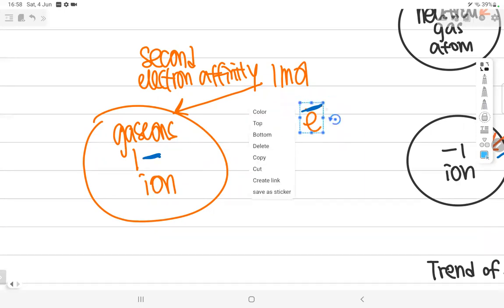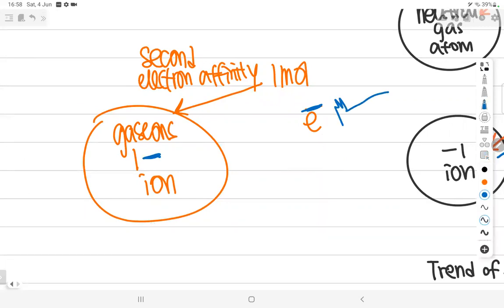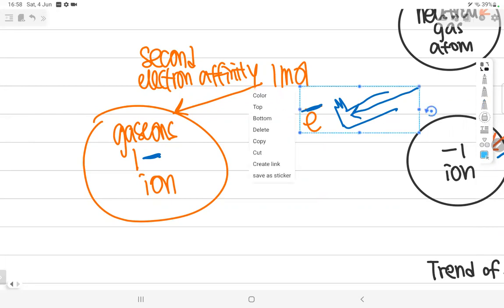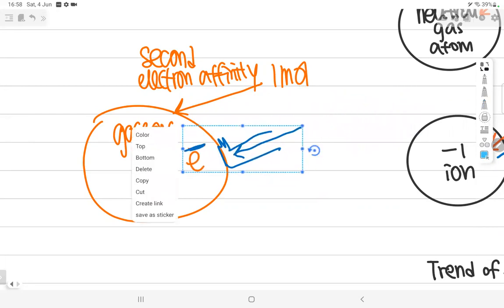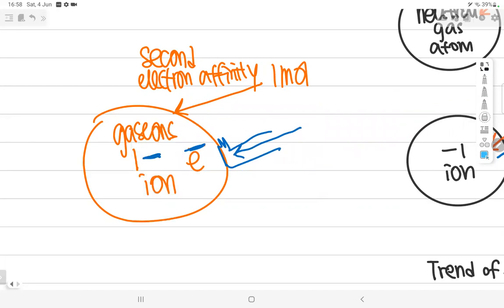So if I still want the electron to go in, I need to put in some additional force. Imagine I put a hand here, and this hand applies additional force so that I can push this electron into the ion. This additional force will be the extra energy I need to absorb, because the energy won't come from nowhere. We get this energy by absorbing heat, and use that additional energy to push the electron into the ion. Why do we need the additional energy? Because this electron doesn't want to go into the gas ion due to the repulsion force. So that is the reason.